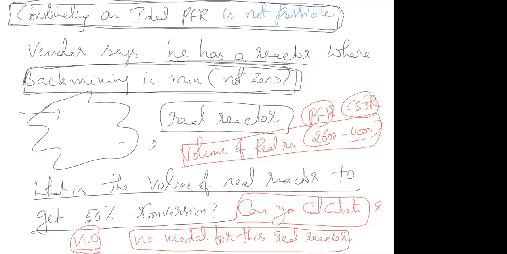What happens if you take a guess and build a plant? Suppose you get 50% conversion, it is fine. Suppose you don't get 50% conversion, let's say you guessed 3000 liters and got 45% conversion. Then the problem is the entire downstream is designed for a particular composition. Suppose you have a reaction A gives B, and the conversion is 50%. Then what is the outlet gas composition? 50% A, 50% B. If you have a distillation column downstream, it is designed for 50% A, 50% B separation.